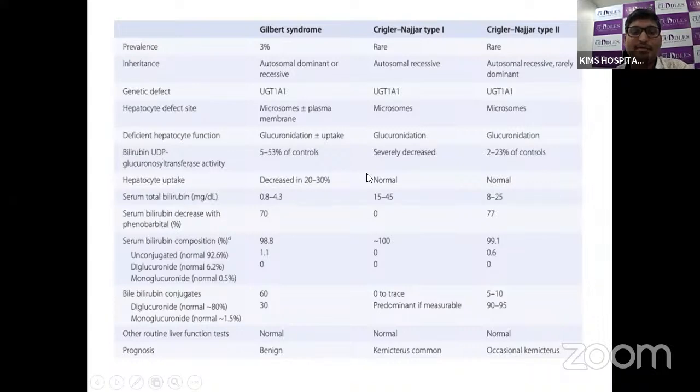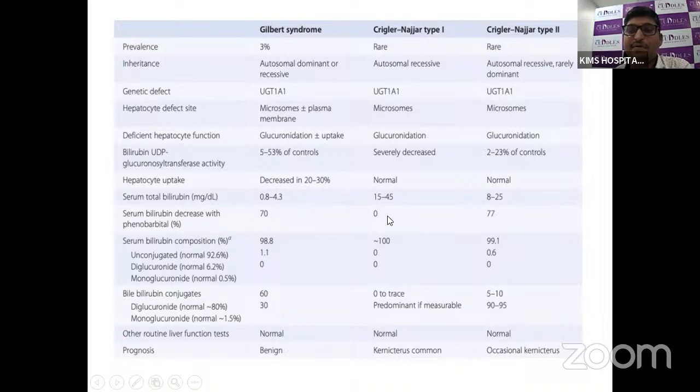The important thing we have to look for is the bilirubin levels. Generally 0.8 to 4.3 milligram in Gilbert, whereas 15 to 45 in type 1 and 8 to 25 in type 2. It can increase during acute illnesses like any URI and may come down later.